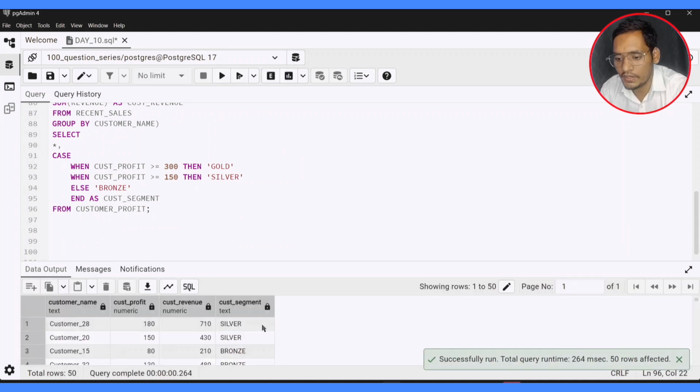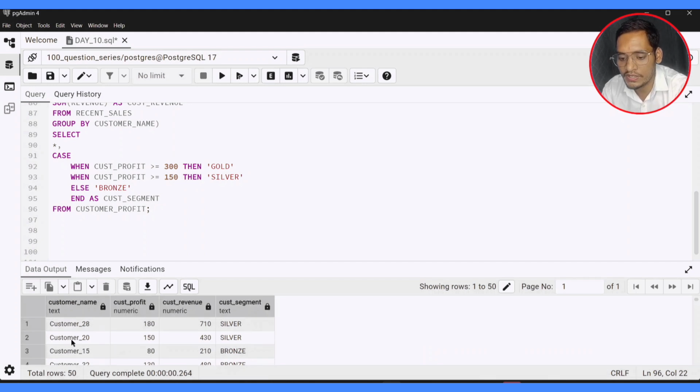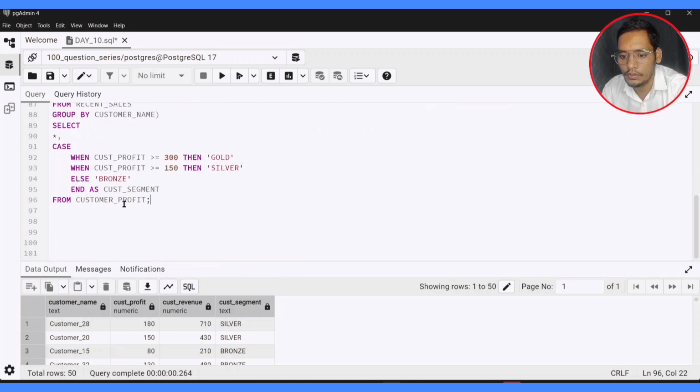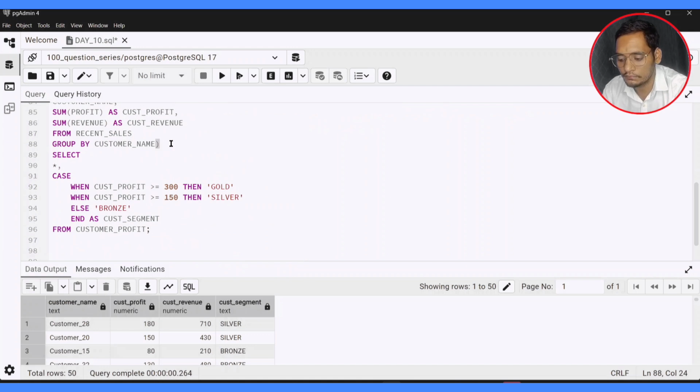As you can see, we have created this column which gives the segment to each customer on the basis of their profits. Now we have to identify the segment that contributes the most to overall revenue. So let's write another query here. Let's convert this into a temporary table called customer_segment as this. Now write a query to find the segment with the highest revenue.